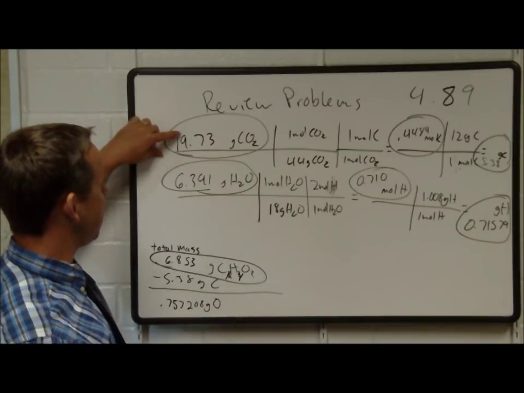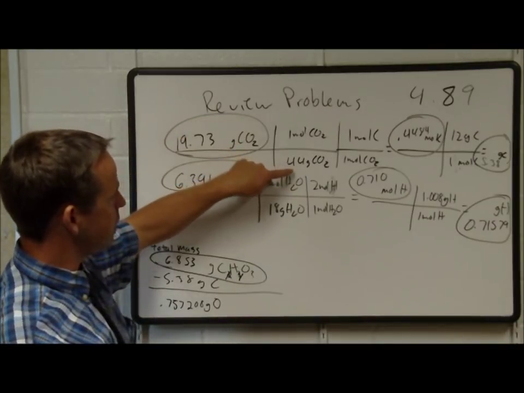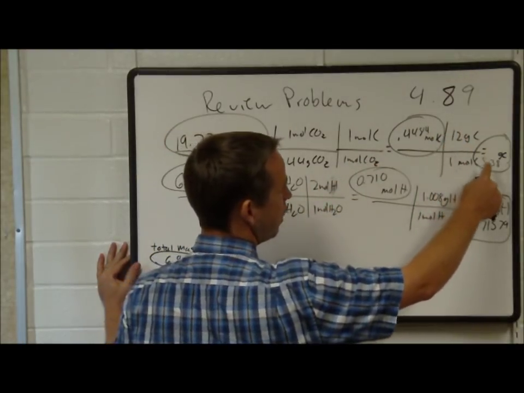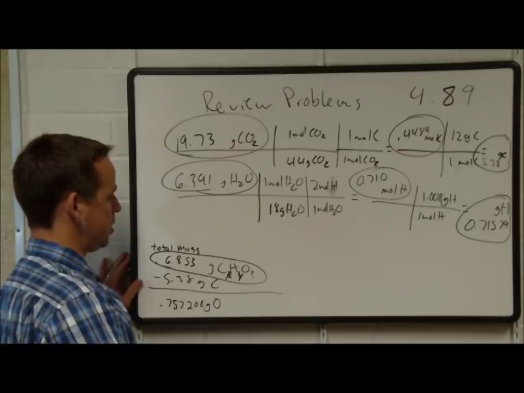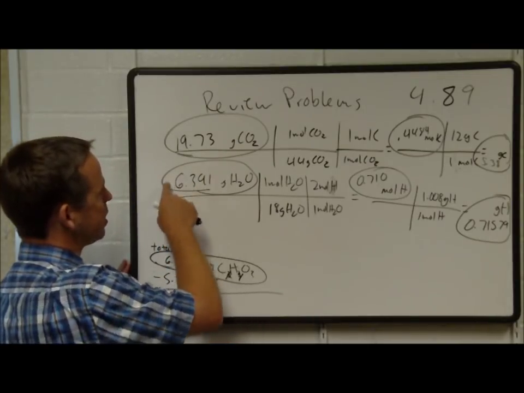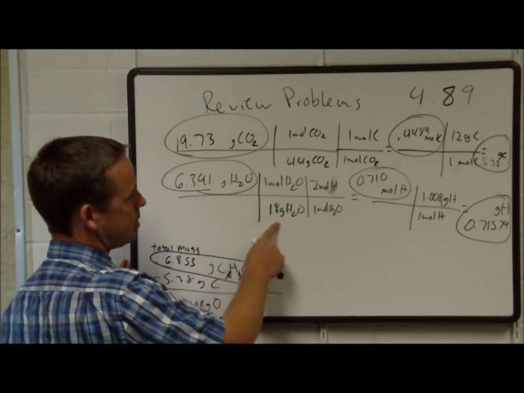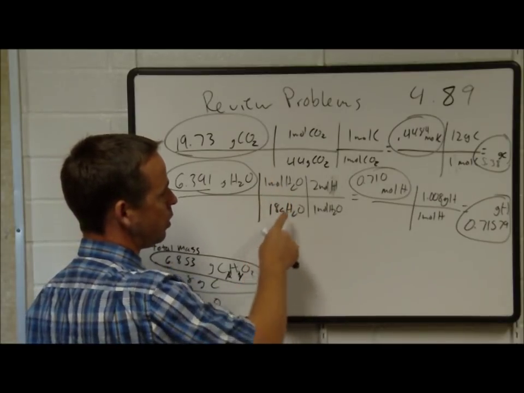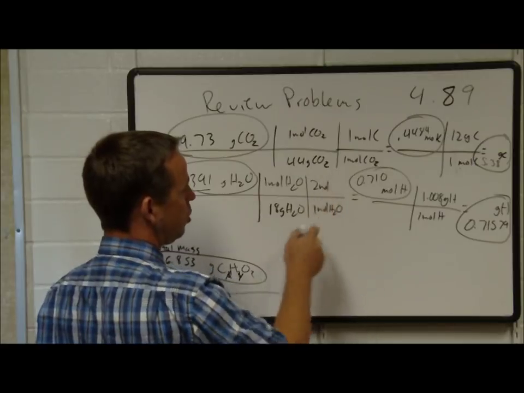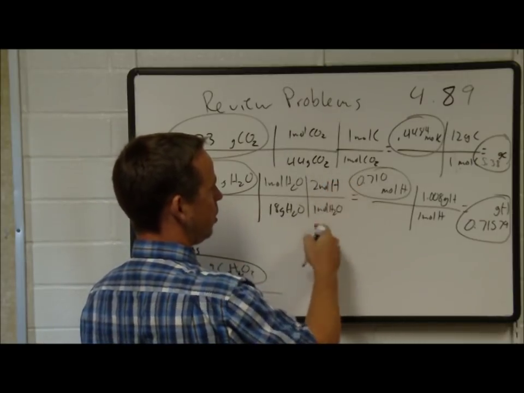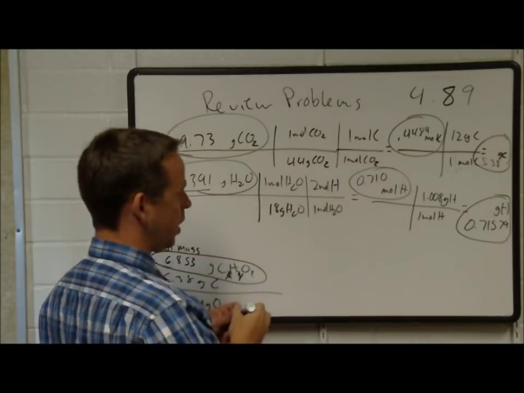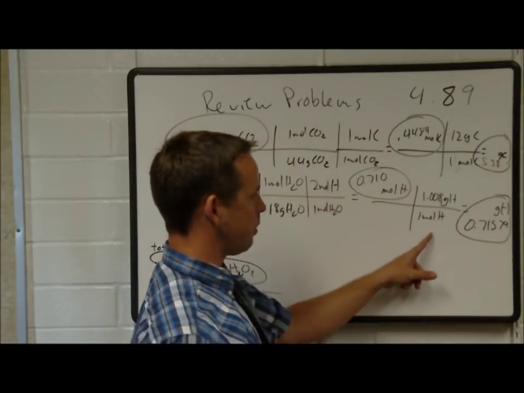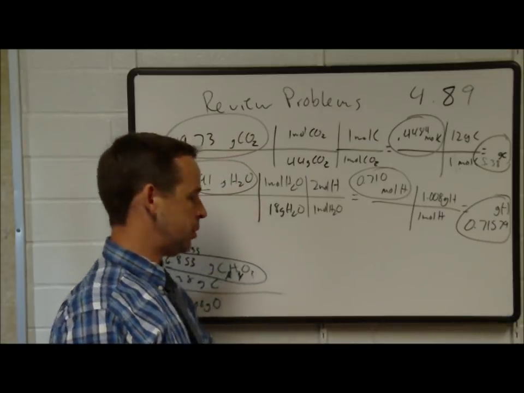So we did this one, 19.73 grams of carbon dioxide divided by 44, and that's how many moles. We times it by 12, and that tells us how many grams of carbon are in this sample. 6.391 grams of water, we divide that by 18 grams of water to convert to moles of water, times by 2 to get moles of hydrogen per mole of water. And that'll tell us how many moles of hydrogen. We got 0.710. We multiplied that by 1.08 grams for every mole of hydrogen, and we got that much hydrogen.